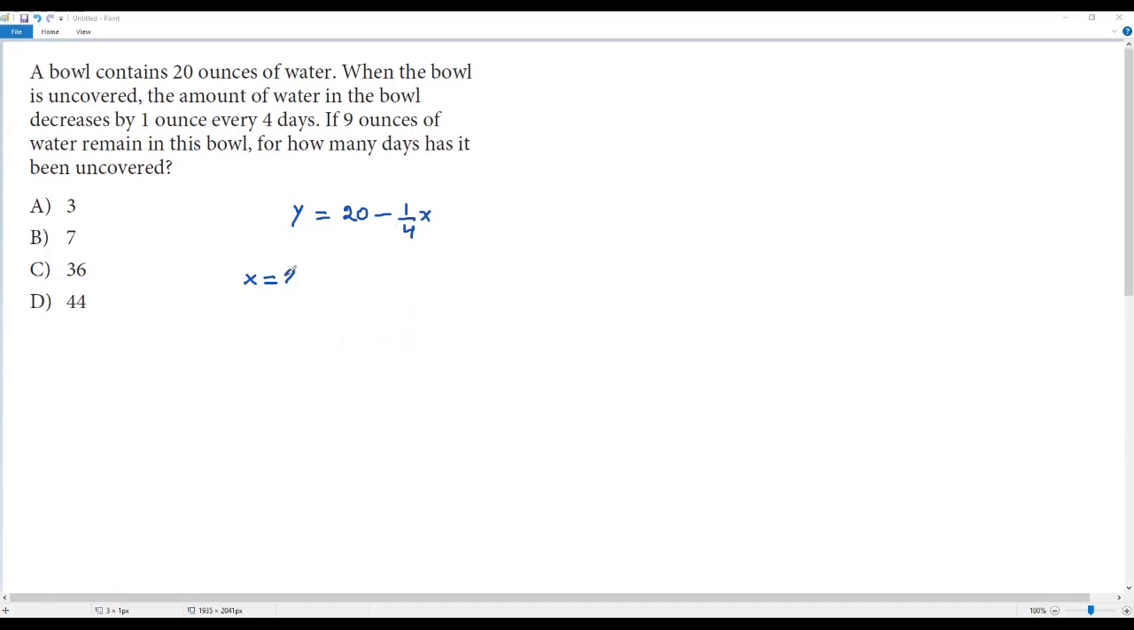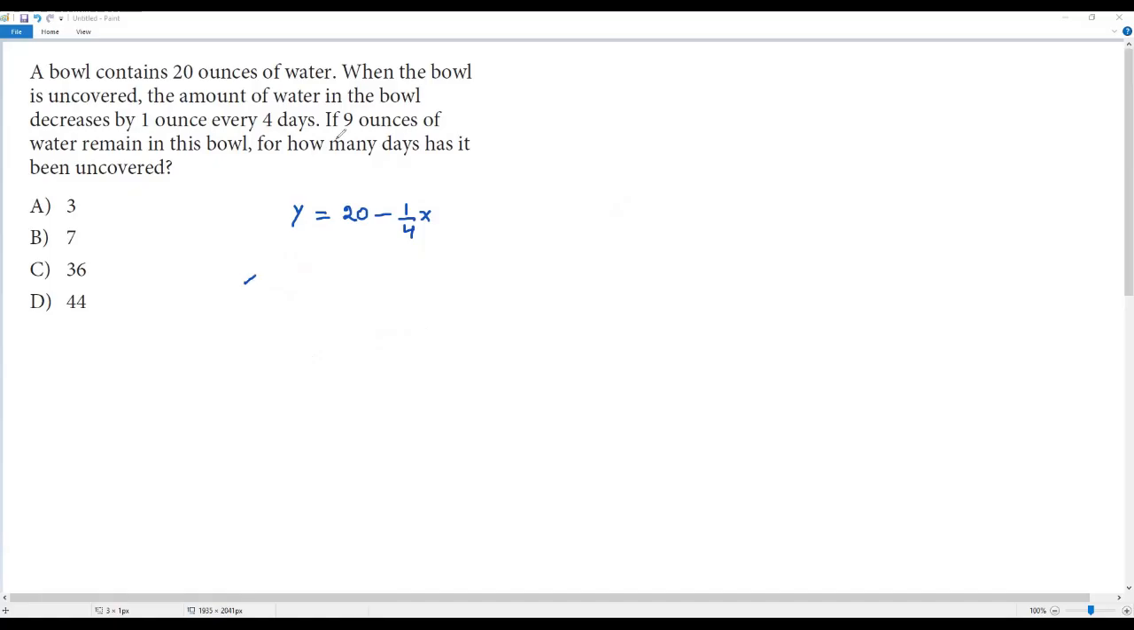What if I take x equals 8? Let me do it. When I take x equals 8, what is the value of this? 1 over 4 times 8. 4 goes into 4 one time and 4 goes into 8 two times. 1 times 2 is 2. That is, the value of this is 2. Then we have y equals 20 minus 2. So for 8 days, the amount of water in the bowl decreases by 2 ounces. Okay, so the equation I got over here works with the given information.